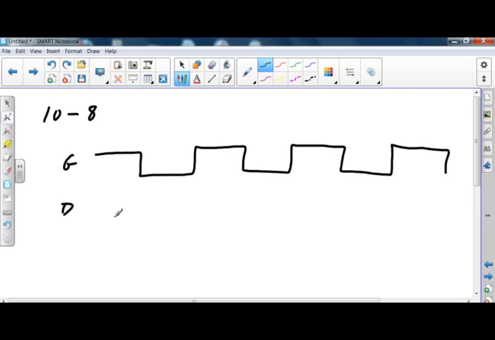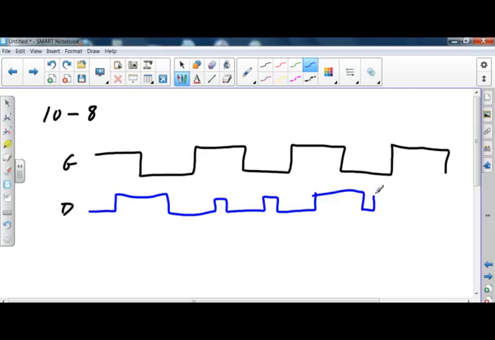And I got a data guy, and he's going to start low, and he's going to go high. Then he's going to go low, and in the middle of the gate he's going to go high. And then in the middle of the gate being off, he's going to go high. And then he's going to go low, and then he's going to come up again, and then halfway through there he's going to go low. Okay, and I want to know what Q is.